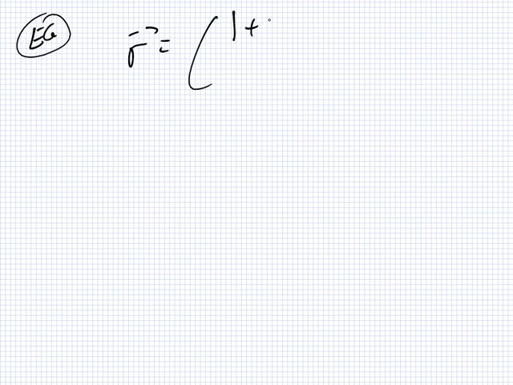So let's say we have the vector line r equals 1 plus, yes, Faisal?